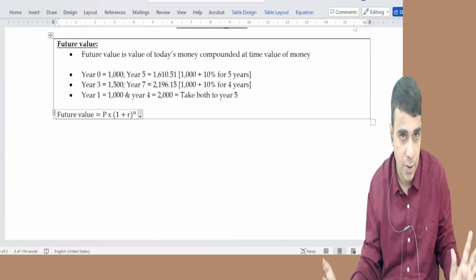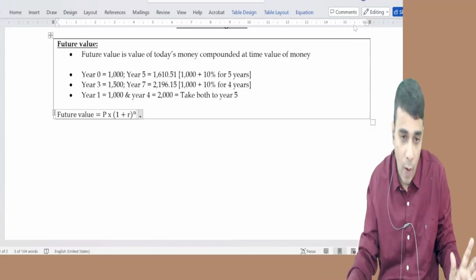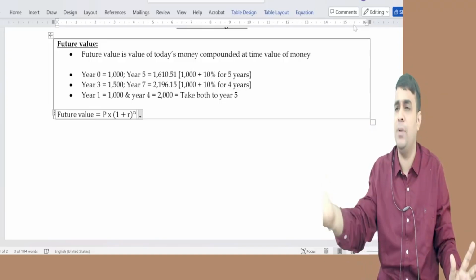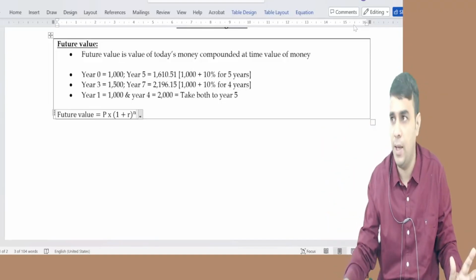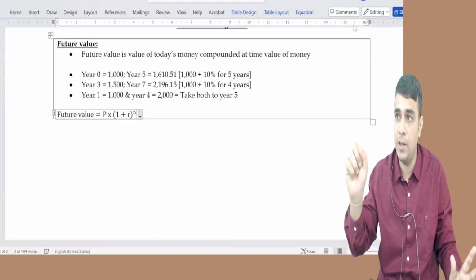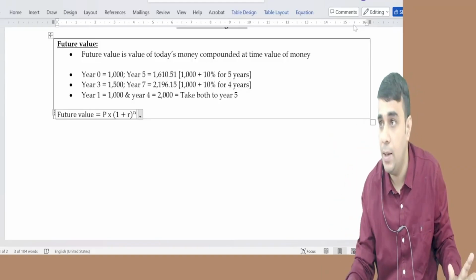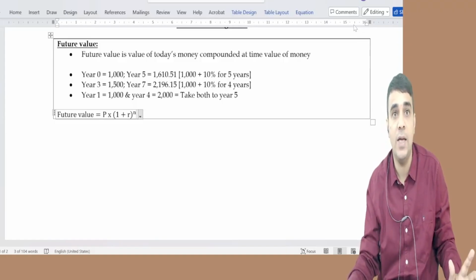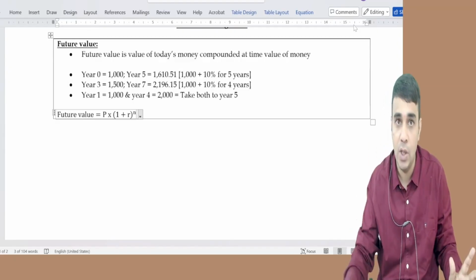Any doubts on the concept here? This is called future value. Why do I take it to future value? Very simple. You took 1000 rupees from me today. You're going to repay after 5 years, and you're saying you'll pay 1000. No, I say don't pay 1000. Pay me 1610 after 5 years. Then only take the 1000. Otherwise, don't take it.